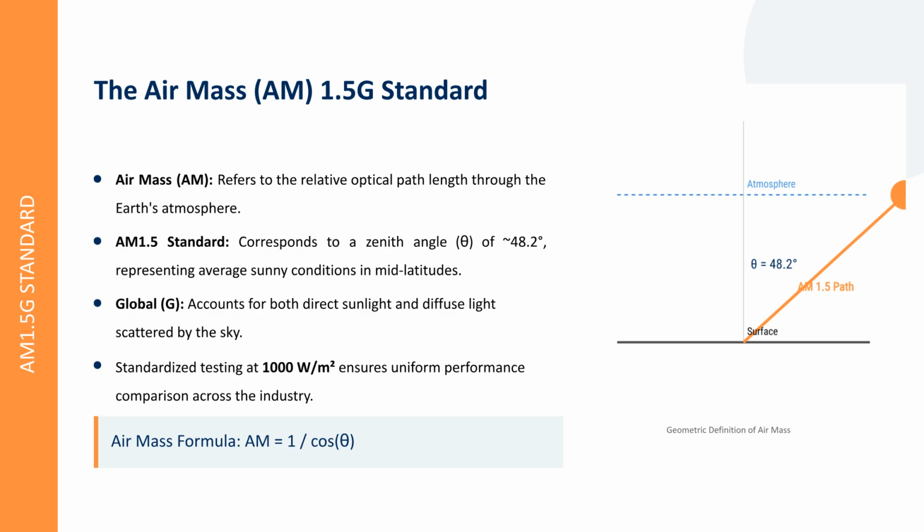The G stands for global, meaning the standard encompasses both the direct light from the solar disk and the diffuse, scattered light from the rest of the sky. Under standard test conditions, the AM 1.5G spectrum provides an integrated power density of exactly 1000 W per square meter.